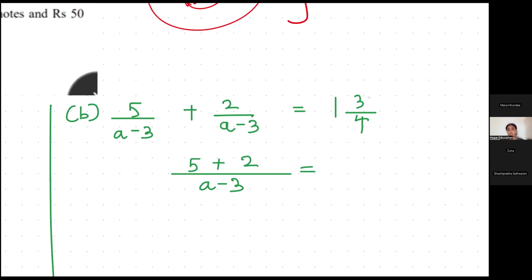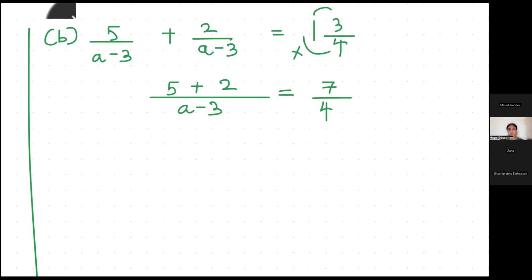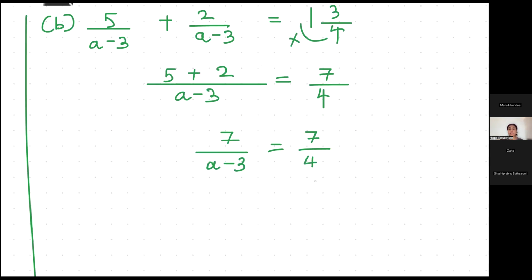So the denominator 4 is multiplied by 1, which is 4, and then we add the 3. 4 plus 3 is 7. The denominator is 4. So this is the fraction, 7 over 4. Here 5 plus 2 is 7, over a minus 3. Now we do cross multiplication.